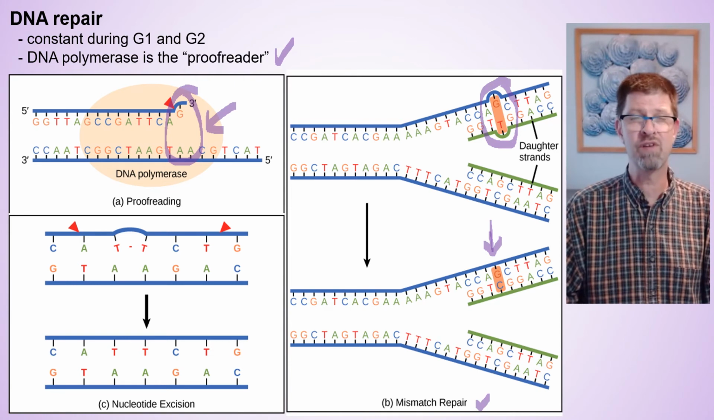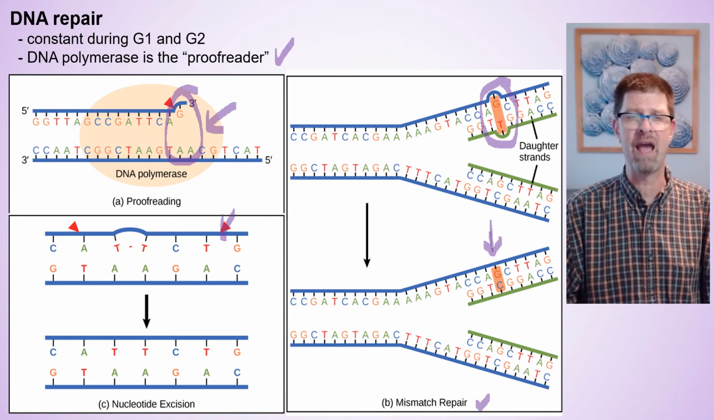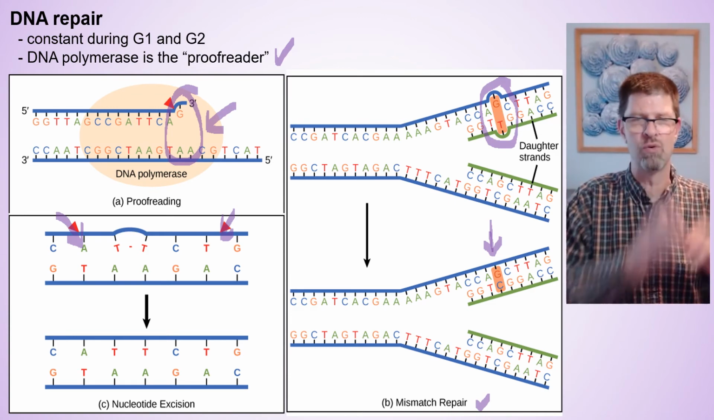And then also sometimes when it's a really bad mistake that we might make, we use a process called nucleotide excision, where we can cut a big chunk of a strand out from one end to the other and then replace the nucleotides in the middle.